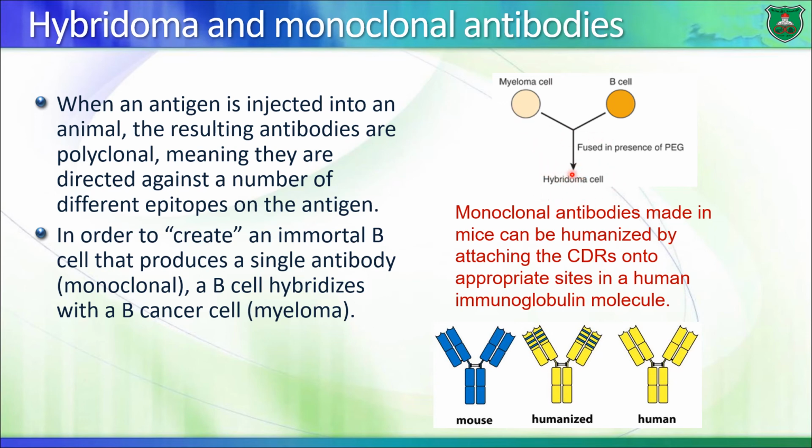Now, this hybridoma cell would be immortal because it behaves like a cancer cell that keeps on dividing, and it behaves like a B cell producing immunoglobulins. And again, it's the same immunoglobulin. So this is why these antibodies are known as monoclonal antibodies, because they are exactly the same.